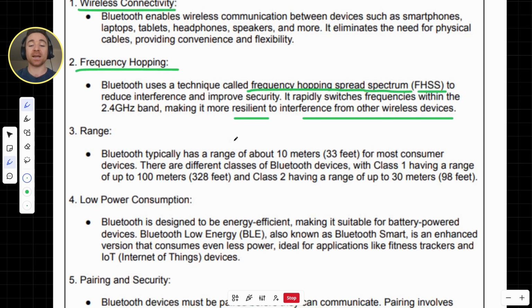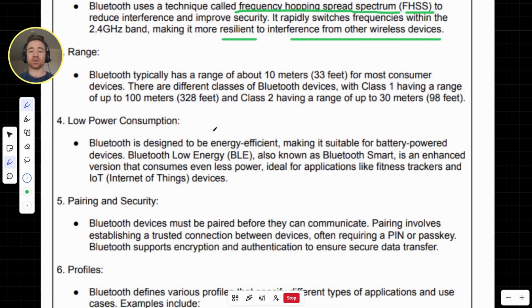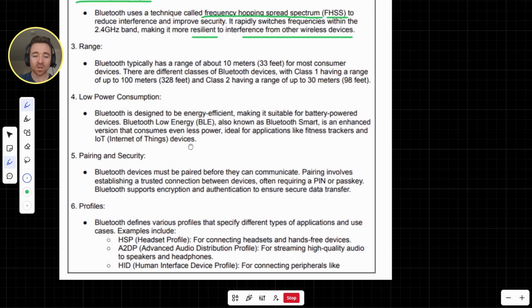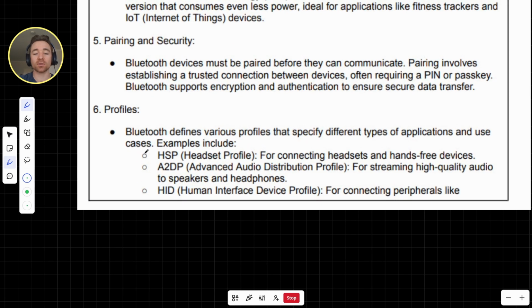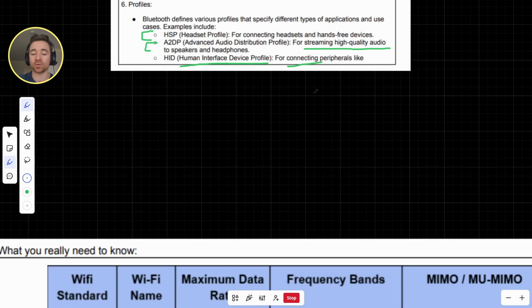All right. Its range is about 10 meters, or if you don't use the metric system, about 33 feet for most consumer devices. So within 10 meters essentially is what you need to know. We know that you need to pair it, and it also has a variety of profiles. So you can have a headset profile, or an advanced audio distribution profile if you want to stream high quality audio, or a human interface device profile for connecting peripherals.